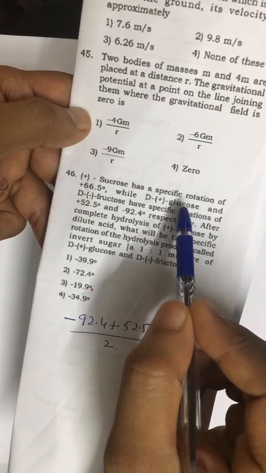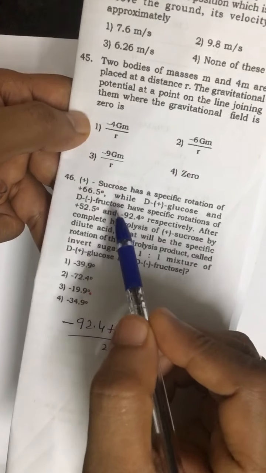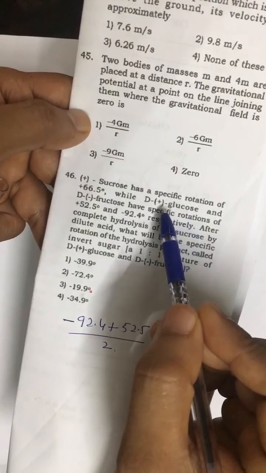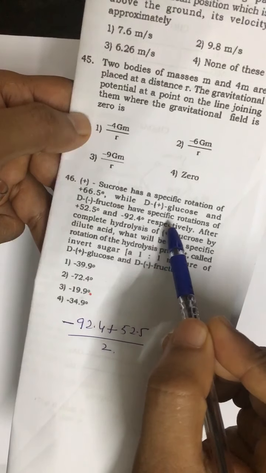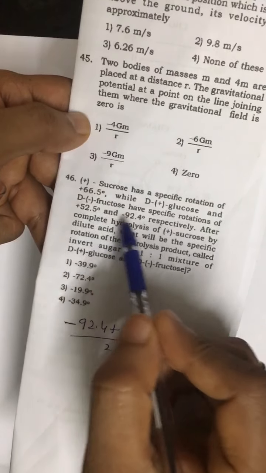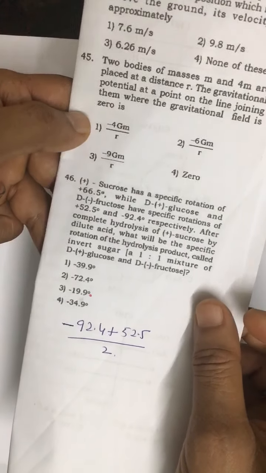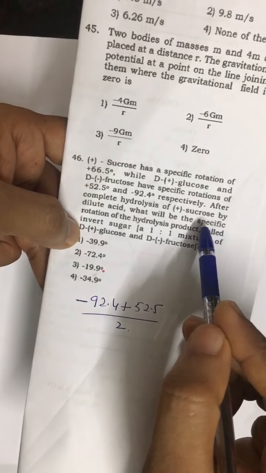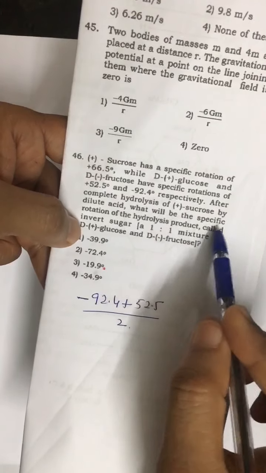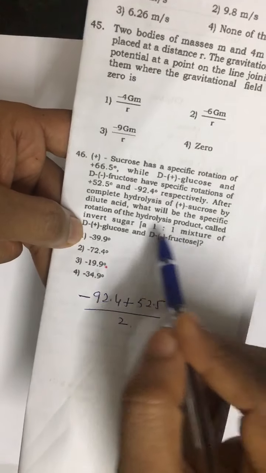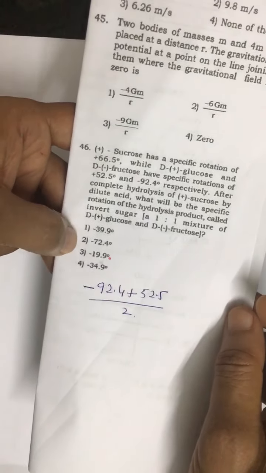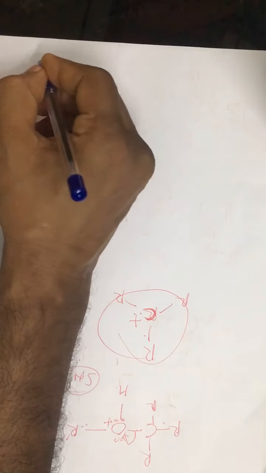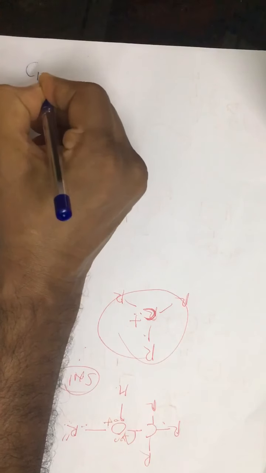Sucrose has a specific rotation of plus 66.5 degrees, and D-positive glucose and D-negative fructose have specific rotations of 52 and minus 92.4. After complete hydrolysis, if sucrose is consumed completely, what will be the specific rotation of the hydrolysis product called invert sugar, a 1:1 mixture of glucose and fructose? This is the question.